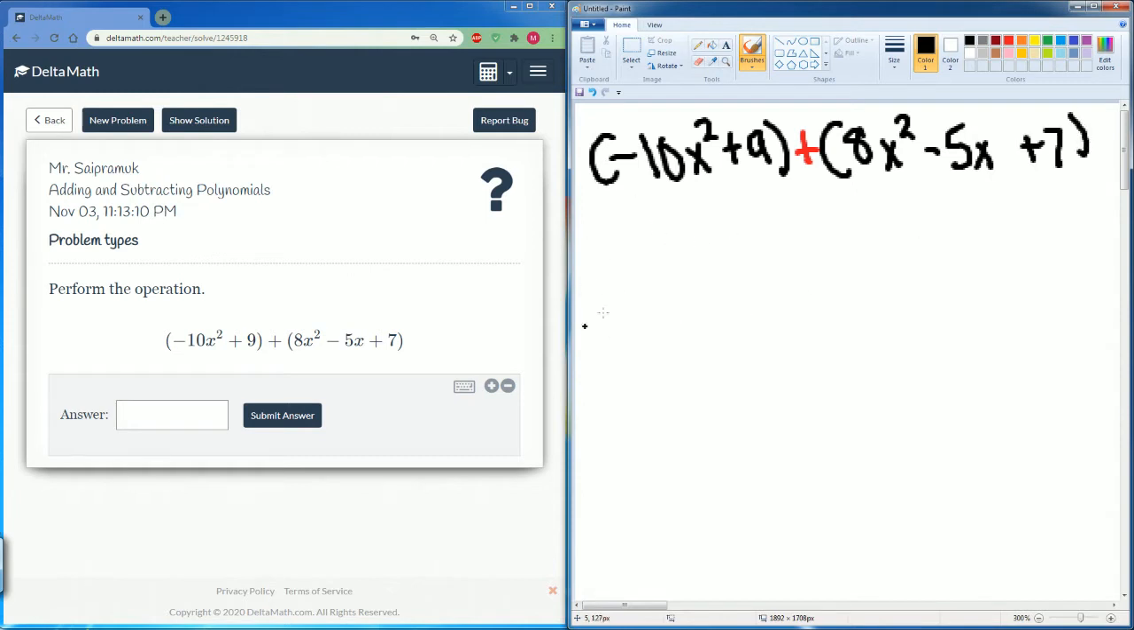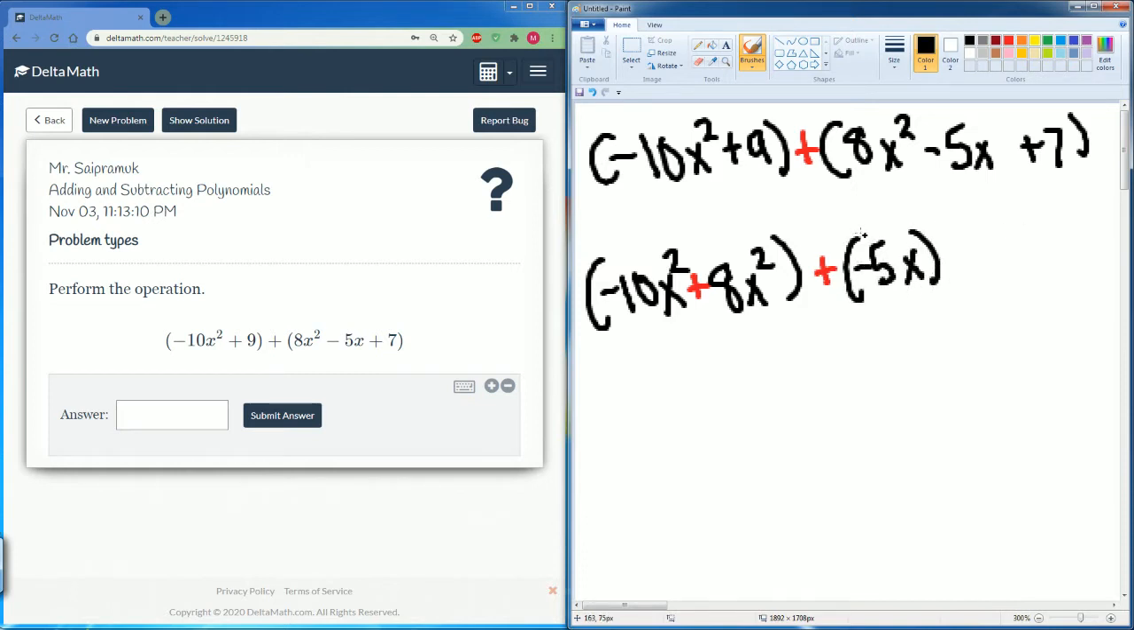So the first one is going to be your x squared terms. So it's negative 10x squared plus your 8x squared. So these are your x squared terms. Next, nothing happens here. You just have your negative 5x term. Nothing combines with it. Then you have your 9 here, plus your 7.